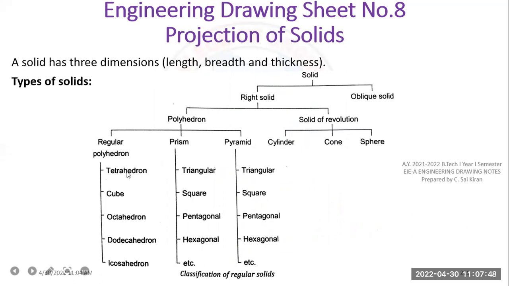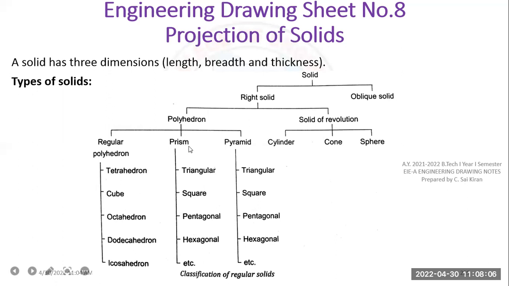In the regular polyhedron, we have a total of five: tetrahedron, cube, octahedron, dodecahedron, and icosahedron. These are the different polyhedra we will be having. Out of these, mainly we will be using the tetrahedron and cube.